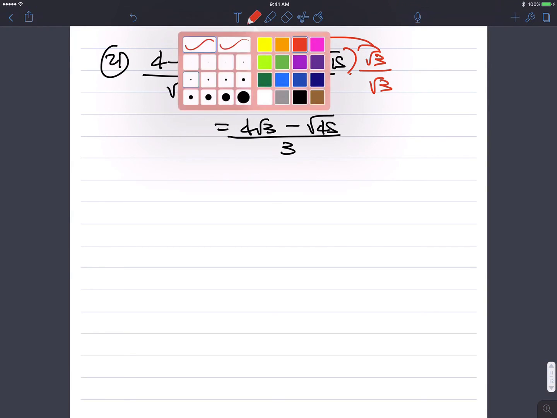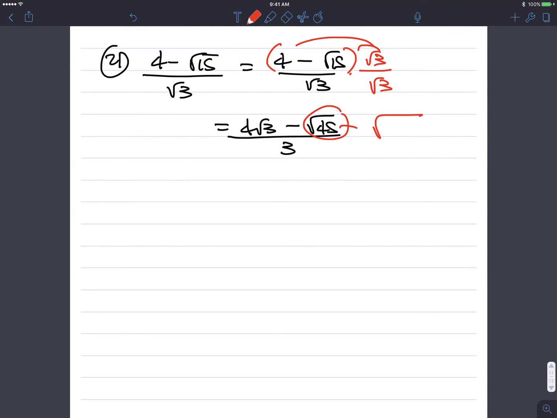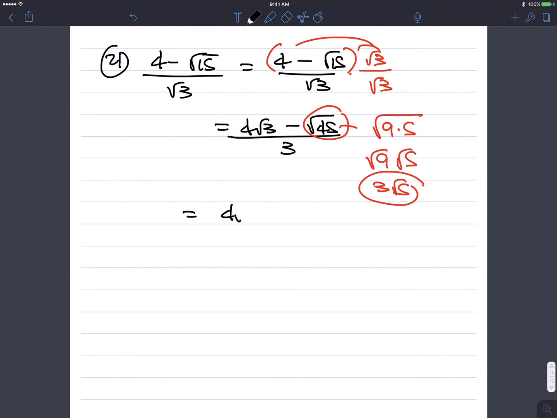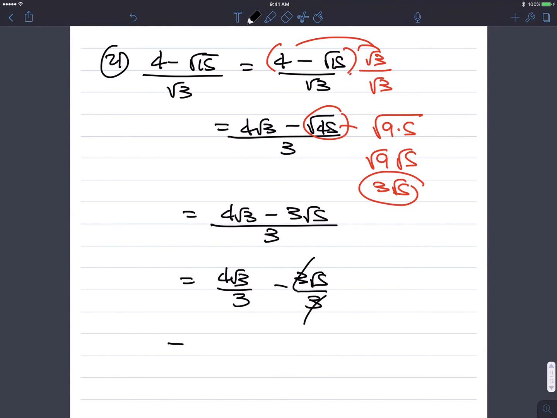Notice again, the square root of 45 can be simplified as 9 times 5, square root of 9, square root of 5, 3 square root of 5. 4 times the square root of 3 minus 3 times the square root of 5 divided by 3. Distribute the division by 3. Let 3 divide both terms, and you notice the 3's cancel. 4 times the square root of 3 over 3 minus the square root of 5. And you're done.